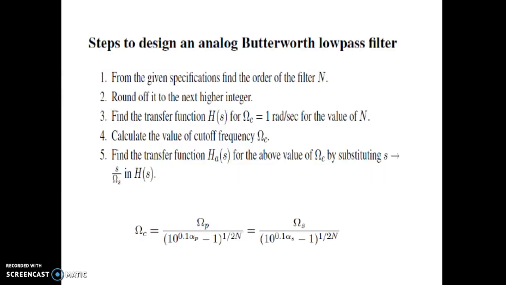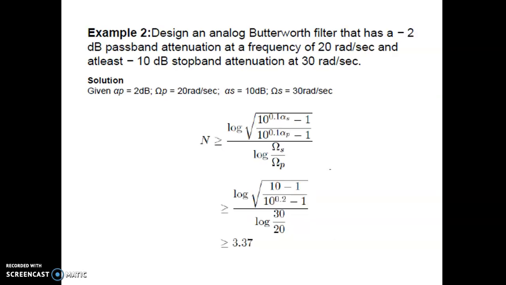So how do you design a Butterworth filter? Point number 1, from the given specifications of the filter, find the order of the filter, round it off to the next highest integer value, and find the transfer function for omega c is equal to 1 radian per second. Now calculate the value of the cutoff frequency. Find the transfer function H(s) for the above omega c by substituting s by s over omega c. Omega c can be found out by omega p by (10 raised to power 0.1 alpha p minus 1) raised to power 1 by 2n, which is equal to omega s by (10 raised to power 0.1 alpha s minus 1) raised to power 1 by 2n. So let us take another example.